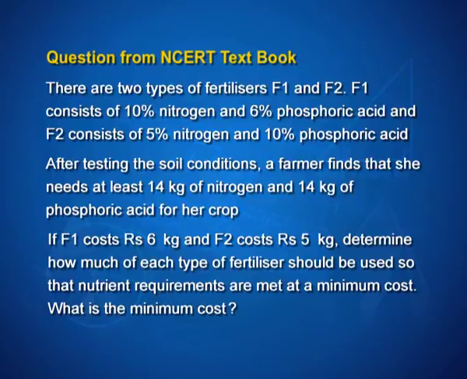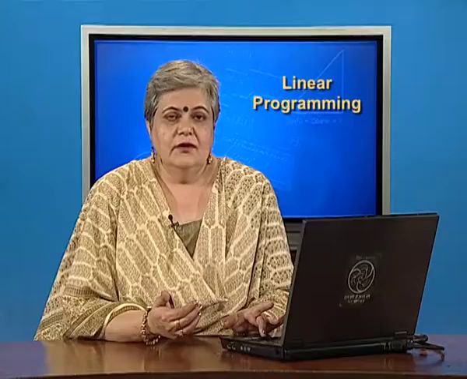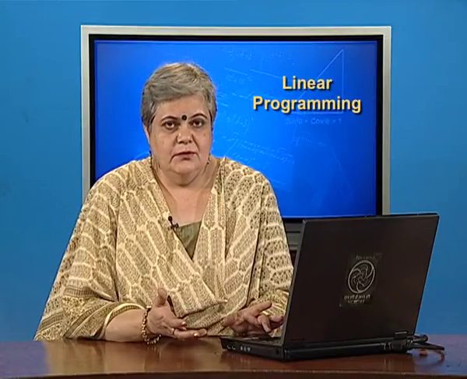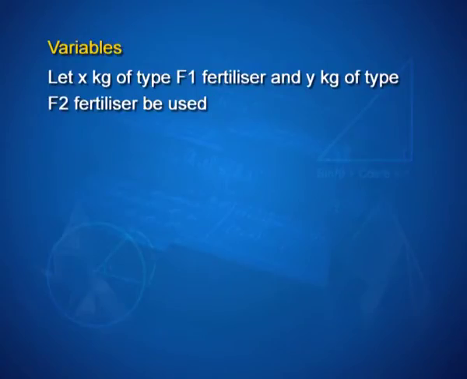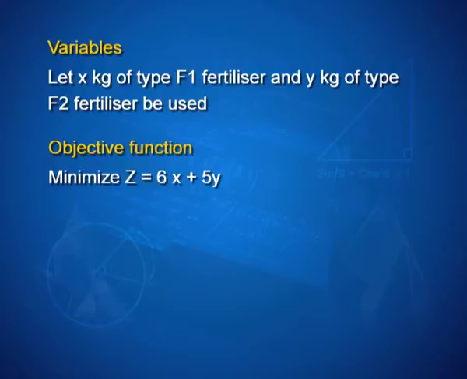So, with all of this in view, let us begin with first defining what the variables are, which would be x kgs of type F1 fertilizer, y kg of type F2 fertilizer may be used. Objective function is the cost. To minimize the cost function, say z, which is 6x plus 5y.